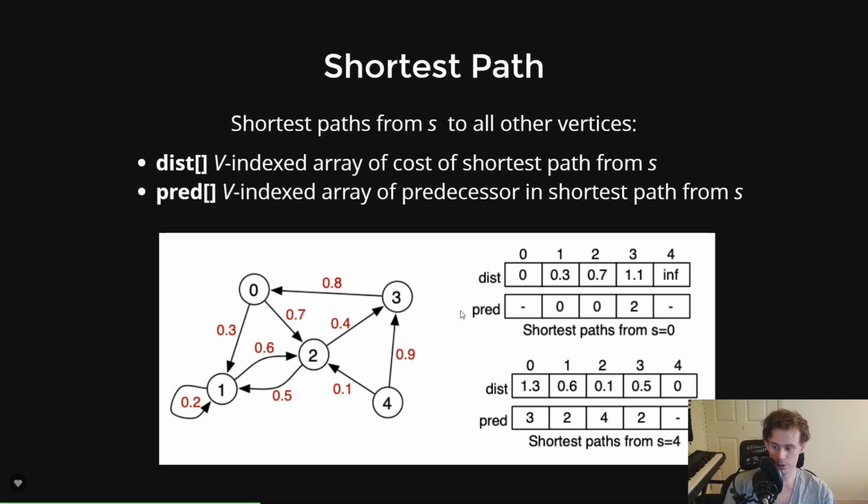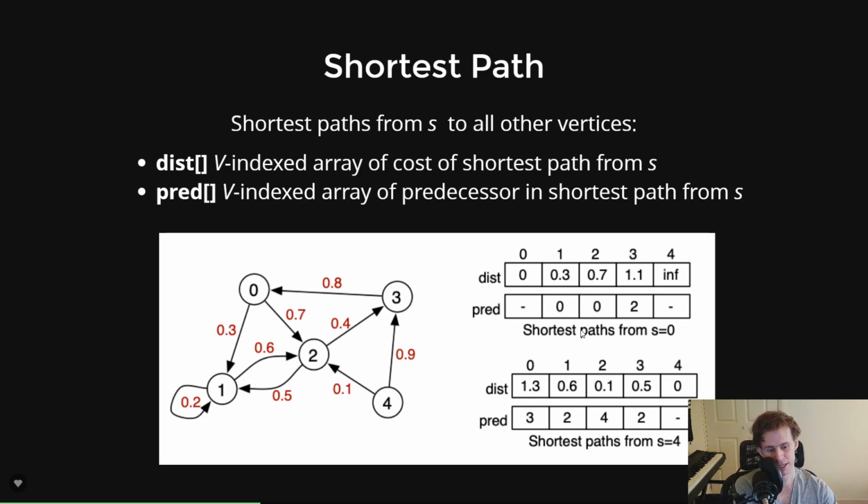Now we have these 2 arrays, these 2 v-indexed arrays, because it's the number of vertices. And the top array, dist, is the distance. It's essentially saying, this is the cost of the shortest path that we found from the starting point, what this entire two little arrays is about, to a particular vertex.